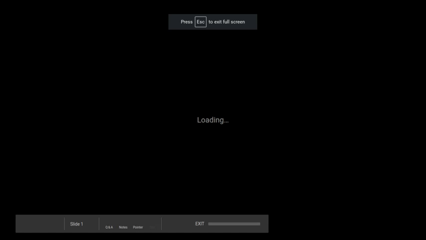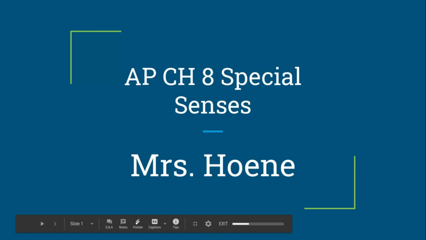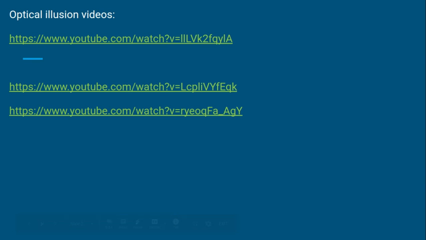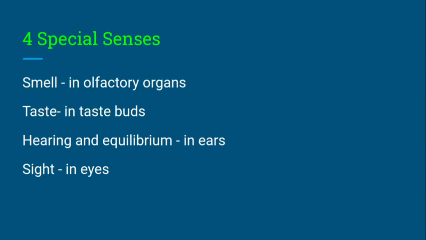All right, this is chapter 8. It is on special senses. We have 4 special senses. We're going to go through 2 in this recording. These are just some cool optical illusion videos that I will post on Google Classroom for you to check out.